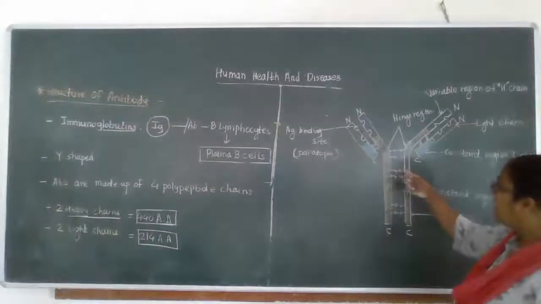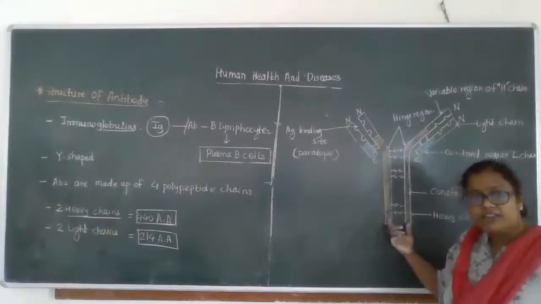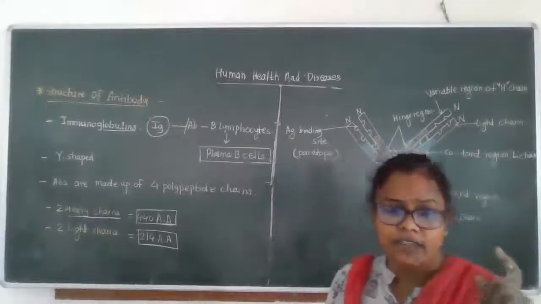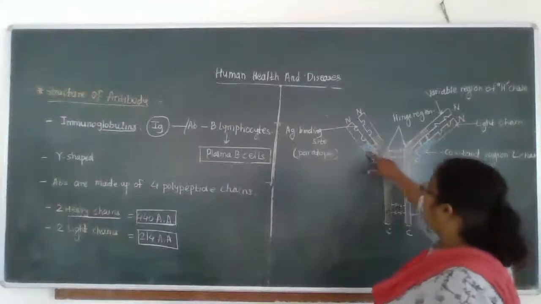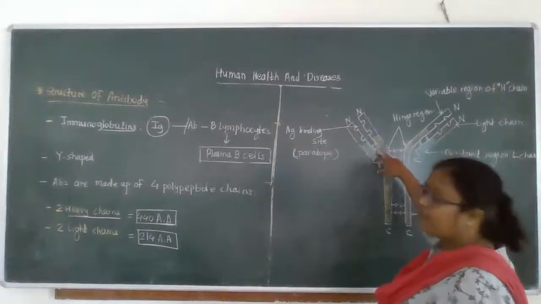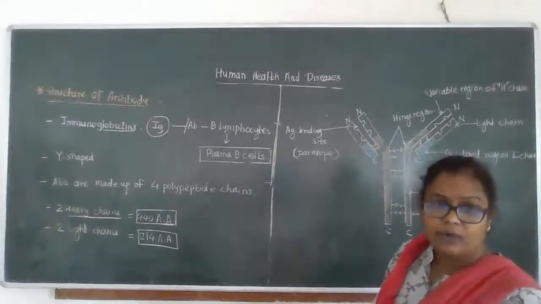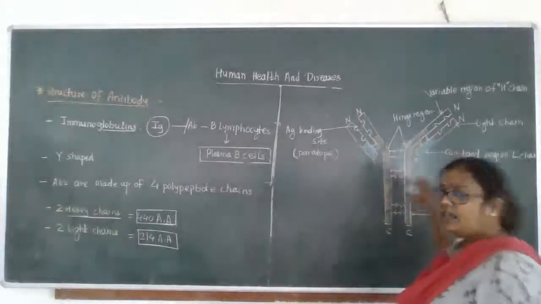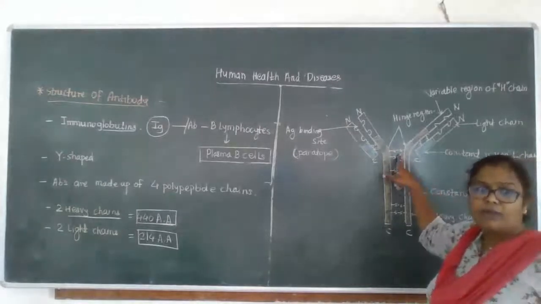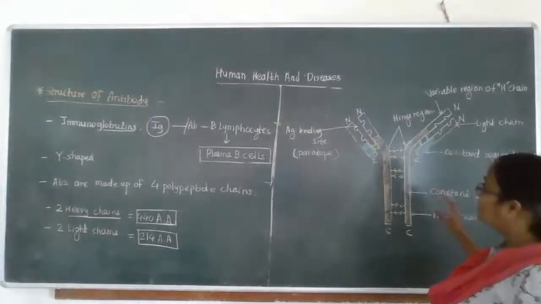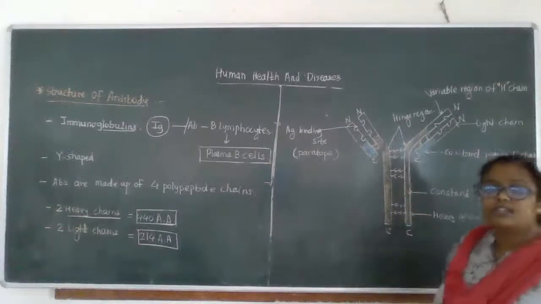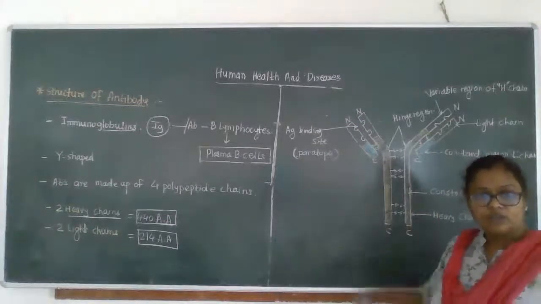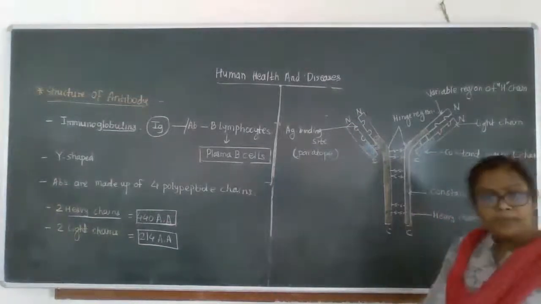Now, both the heavy chains are bound with each other by a disulfide bond. As well as the heavy and the light chain are also bound with each other by a disulfide bond. And there is a hinge region, where there is also a disulfide bond. There are about 16 disulfide bonds present in an antibody. So this is all related with the antibody.